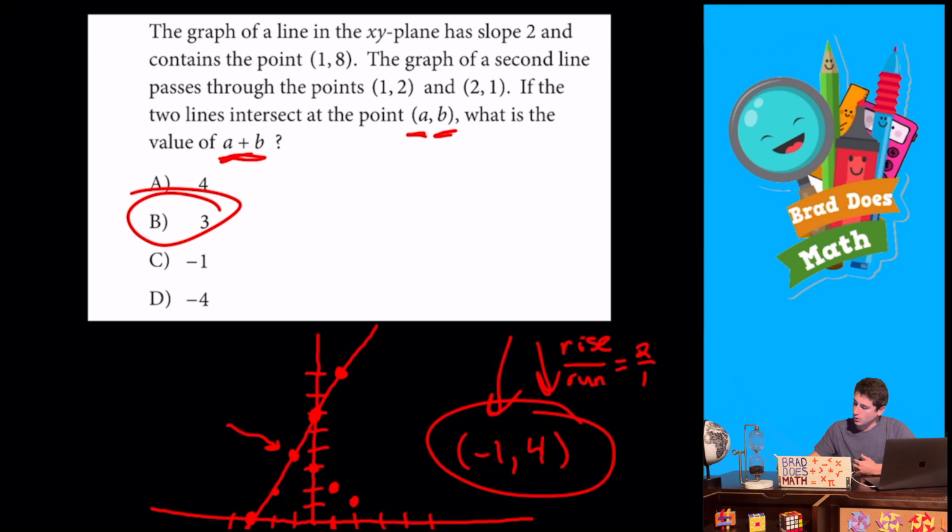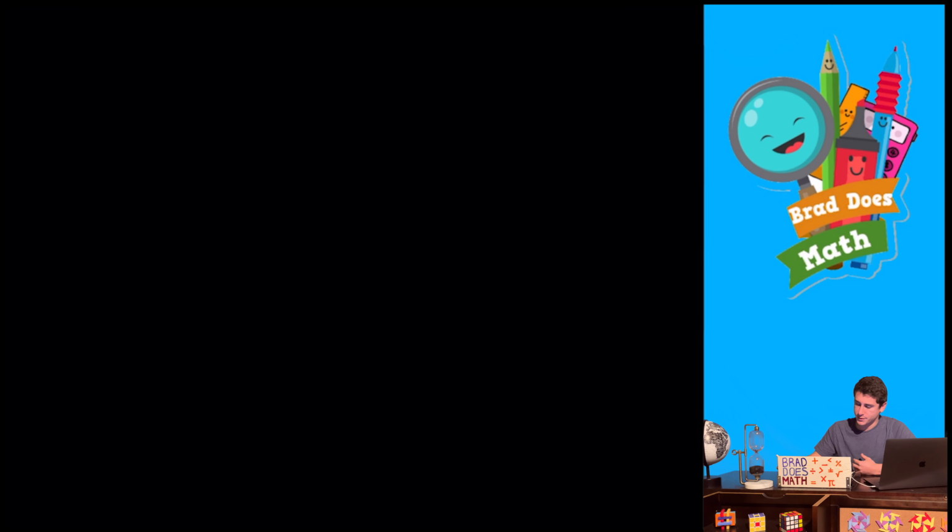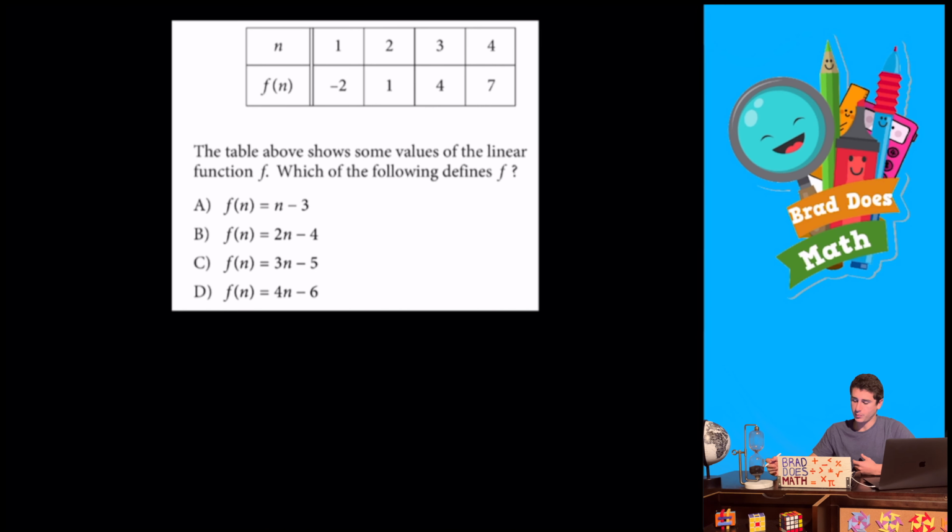So with that said, we have 4 more problems. The table above shows some values for the linear function f, which the following defines f. These are just points. This is (1, -2), (2, 1), (3, 4), and so forth. All we need to do is plug in these points to see if they make our equations true. I'm going to start with (4, 7). If I plug 4 into here, I get 4 minus 3, which is not 7, it's 1.